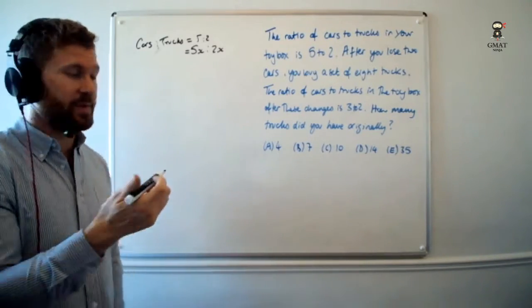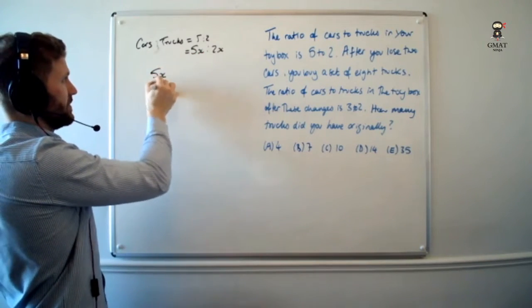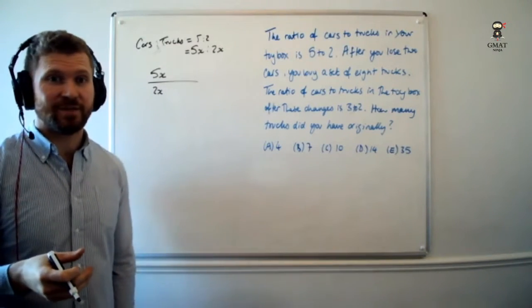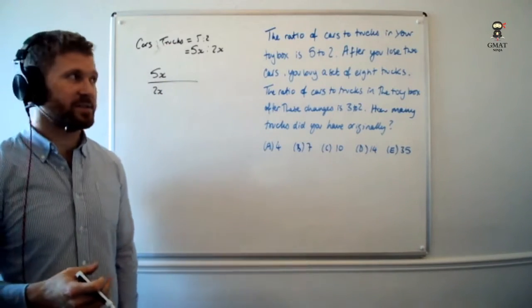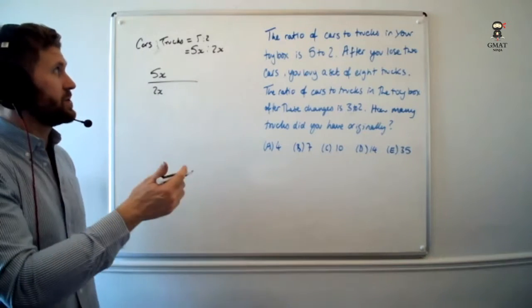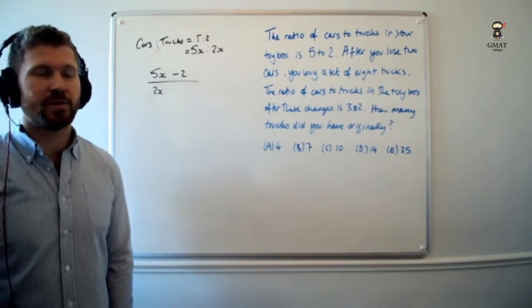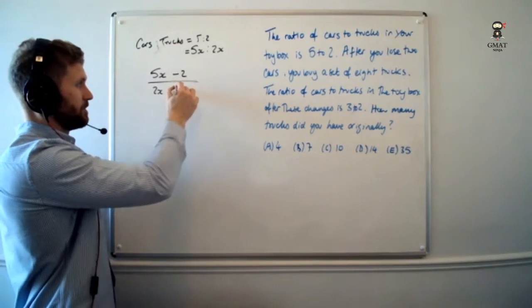So I can set up a bit of an equation here. I've got my 5x and my 2x, and let me put that in a fraction for this ratio, because the fractions are going to make this question a bit easier. Now you can see I've made this line a lot longer than just 5x to 2x because we can incorporate the changes here. So I'm going to lose 2 cars. Cars are my top line, so I'm going to lose 2 cars on the top line. And my trucks are on the bottom line, and I've bought a set of 8 trucks.